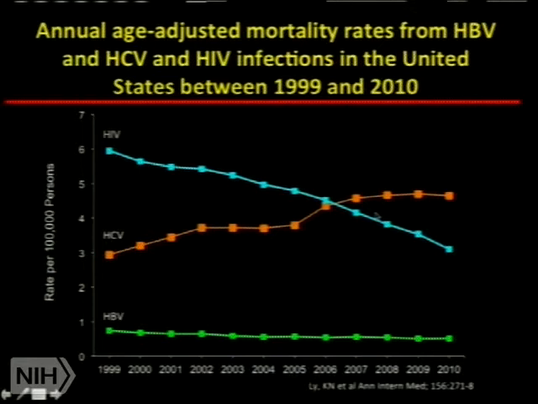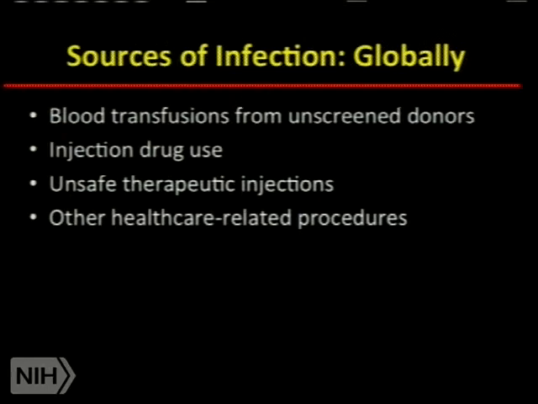So what are the major sources of infection? Well, globally, blood transfusion from unscreened donors, injection drug use, unsafe therapeutic injections, and other healthcare-related procedures account for the majority of infections. But the routes of transmission vary depending on the prevalence of infection.